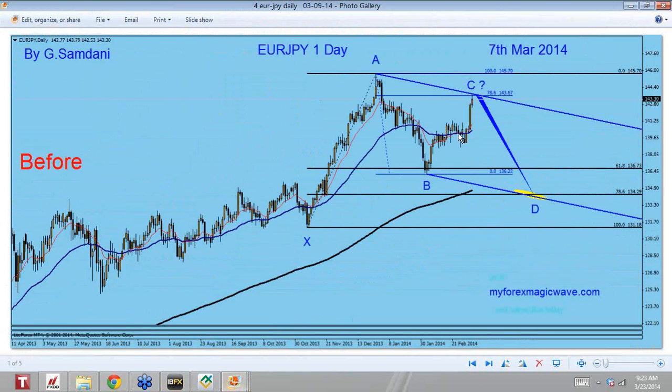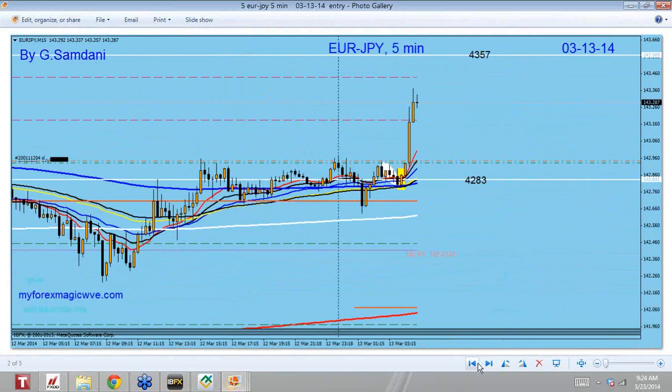What happened? Euro yen here. By the way, euro yen March 7th, I already sent out a chart that we're going to drop from here, and we are already here. We dropped more than 300 pips. So I had this big chart on euro yen as well before. I sent that out to my subscribers.